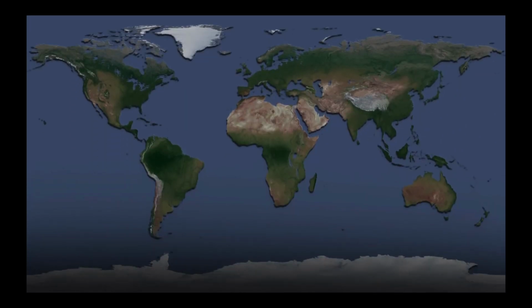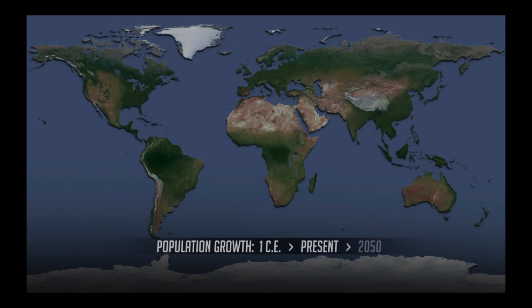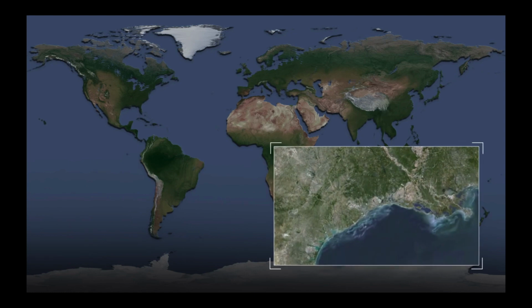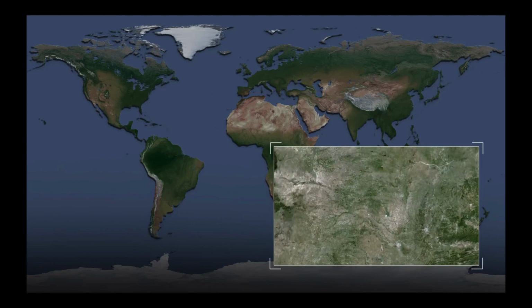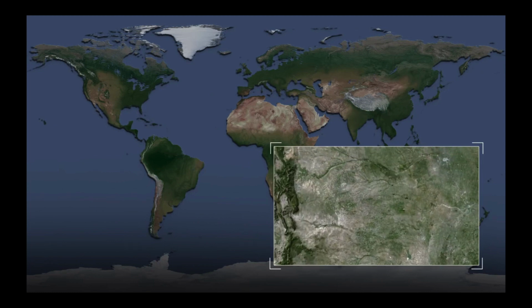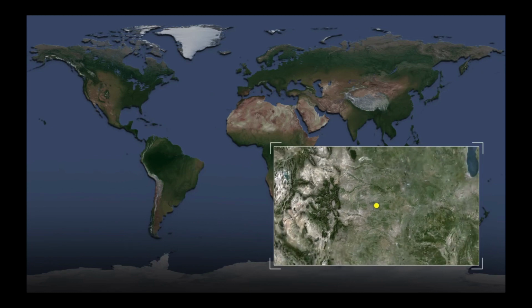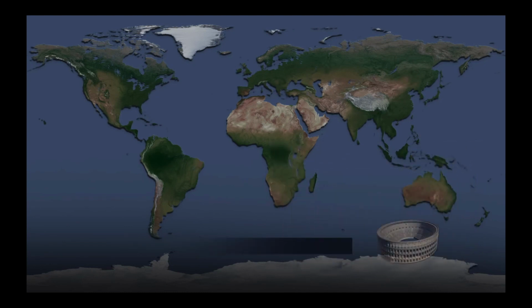On this map, we'll show population growth from the year 1 CE to the present, and project our growth into the year 2050. Population concentrations will be indicated by dots, each of which will represent 1 million people. In areas where people are spread out and don't live in concentrations of 1 million, dots are placed in the middle of their approximate range. Historical references will be provided by images and text at the bottom of the screen.